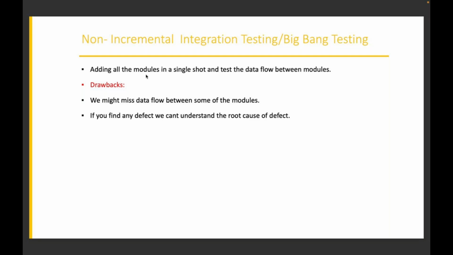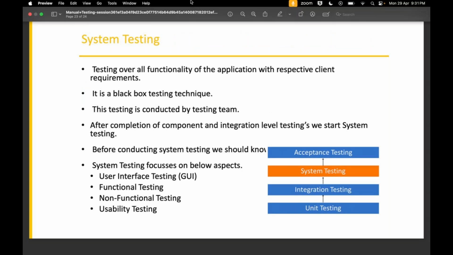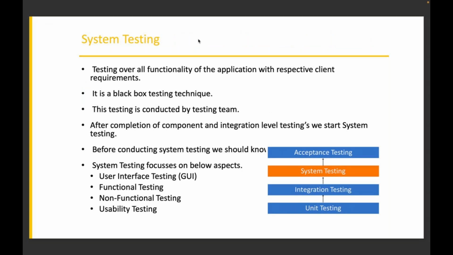Okay, next is system testing. System testing is responsible for testing the overall functionality, and very important, it has various different things to be covered. When we say system testing is completed, you need to conclude that UI testing is completed, functional testing is completed, non-functional testing, that is performance as well as security testing, is completed, and usability testing is completed.